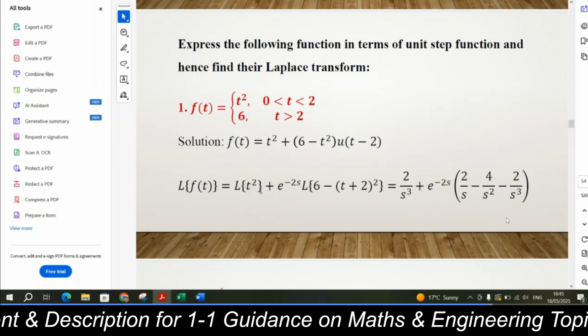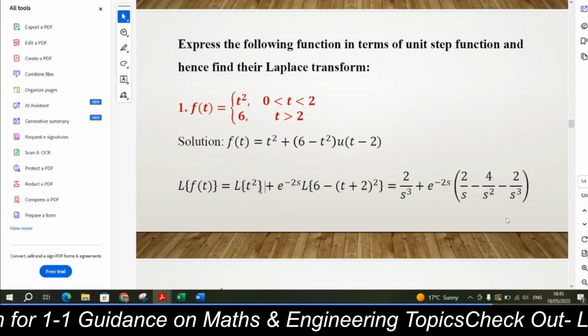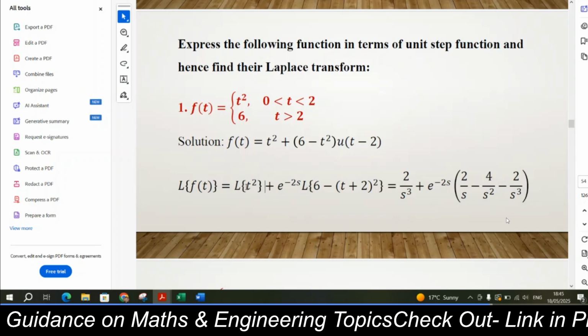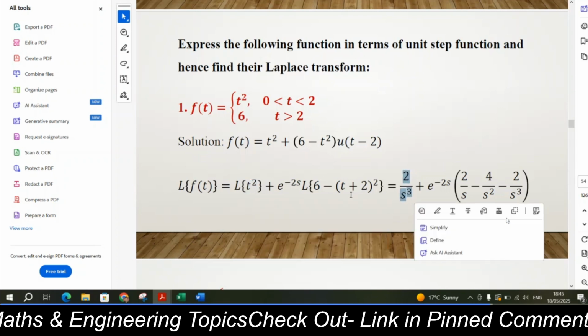They have done 6 minus t plus 2 the whole square. Now from this step to this step, actually they have not solved. So what is happening is, you are expanding this. After expansion, you actually got minus t square minus 4t plus 2. This e raised to minus 2s remains as it is.